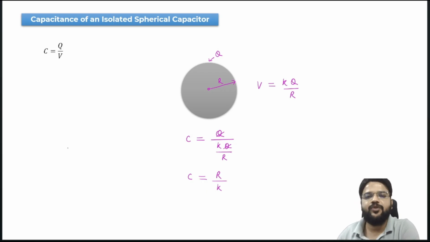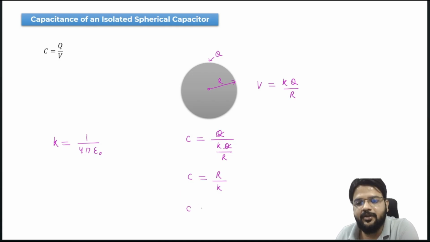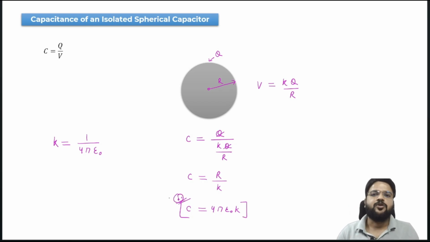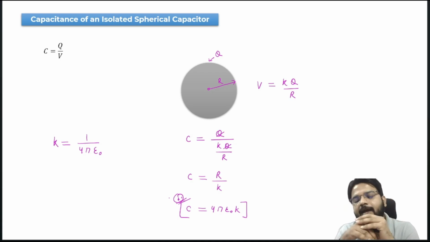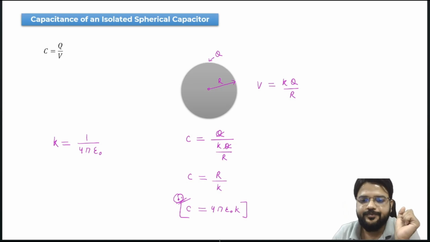Alright. K is what here? It is the Coulomb constant, and the value of the Coulomb constant is what? It is 1 upon 4 pi epsilon naught. So if I replace K with 1 upon 4 pi epsilon naught, then finally we are getting capacitance equal to 4 pi epsilon naught R. This is the capacitance, correct? So the capacitance of an isolated spherical capacitor is 4 pi epsilon naught R. Note it down, everyone.